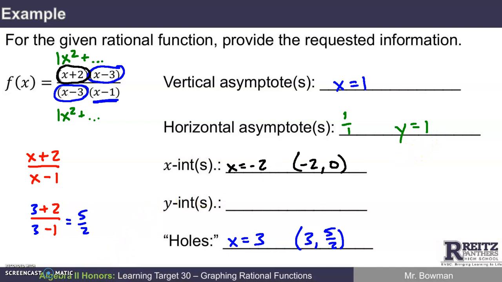The y-intercept, all I'm going to do is let x be 0. So if I let x be 0, and I want to look here maybe at the version of this without the holes in it, if I let x be 0, I would get 0 plus 2 over 0 minus 1, and that gives me negative 2. So the y-intercept is 0, negative 2.